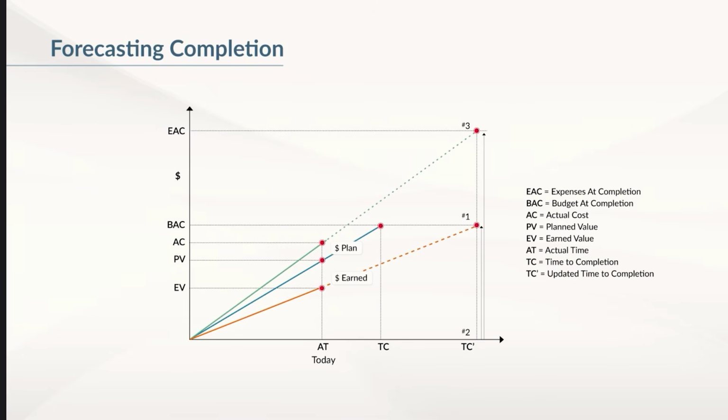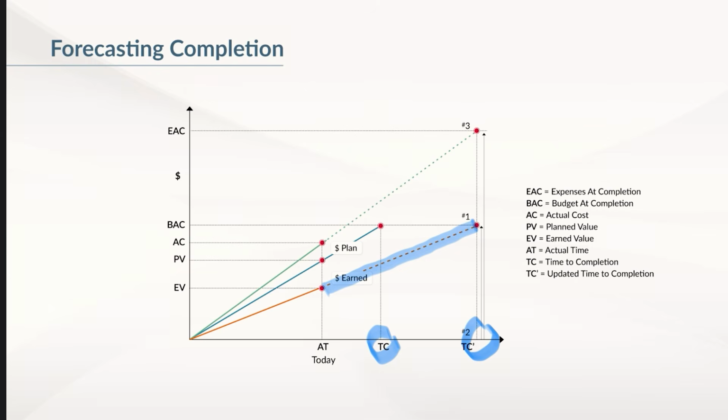Now you are ready to forecast when the project will be actually completed. First, you extend the EV line until it hits the BAC. The time corresponding to this point is the new time of completion denoted as TC prime. You can compare TC prime to TC. If TC prime is to the right of TC, the project would be completed later than planned. And the reverse. If it is to the left, you are ahead of schedule.